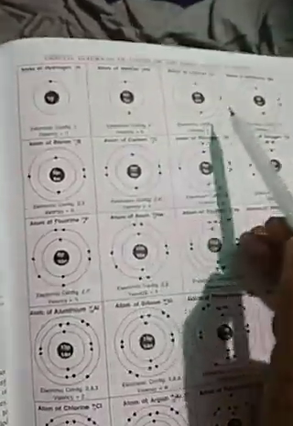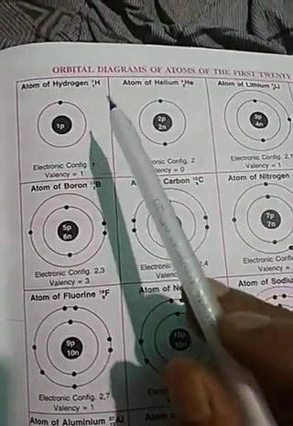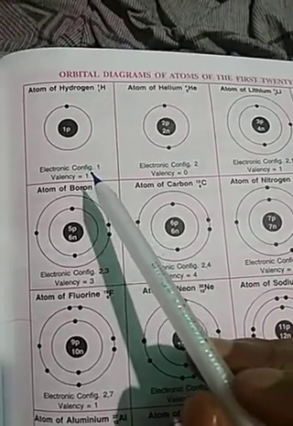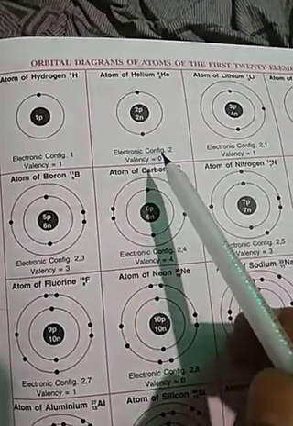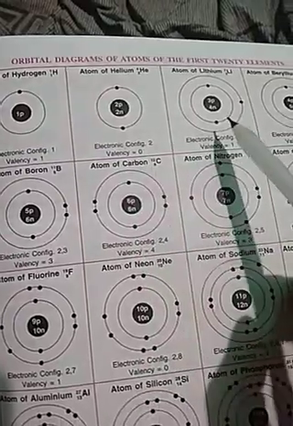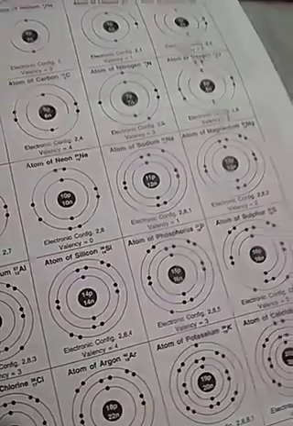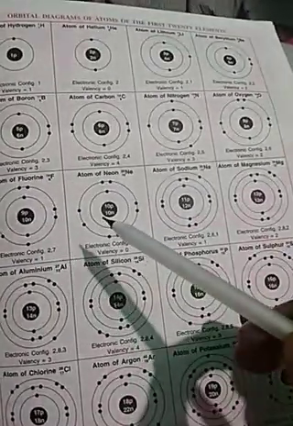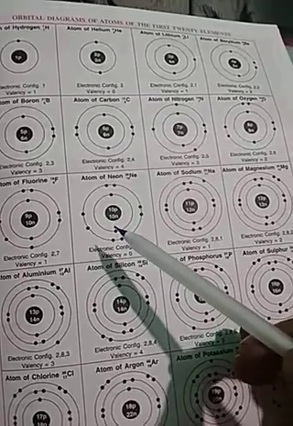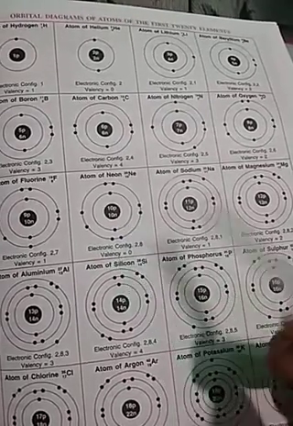These are some examples, like hydrogen, this is helium, lithium. Likewise, these are the examples showing the configuration of electrons.